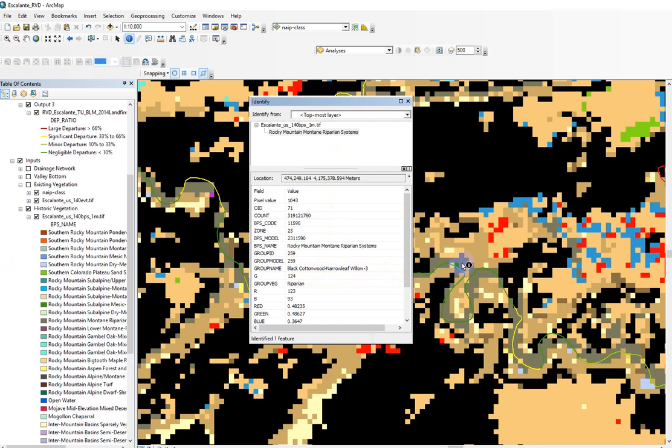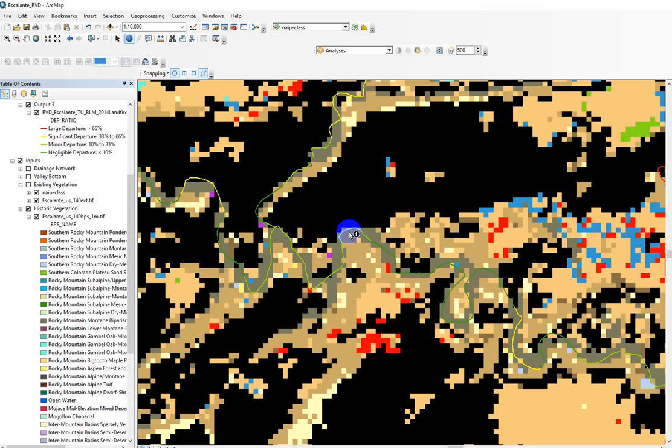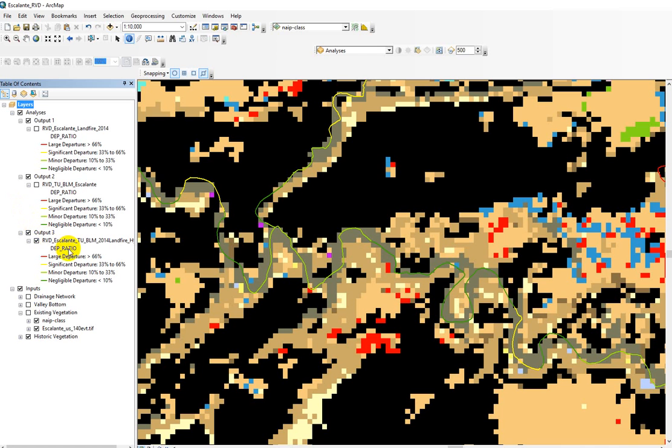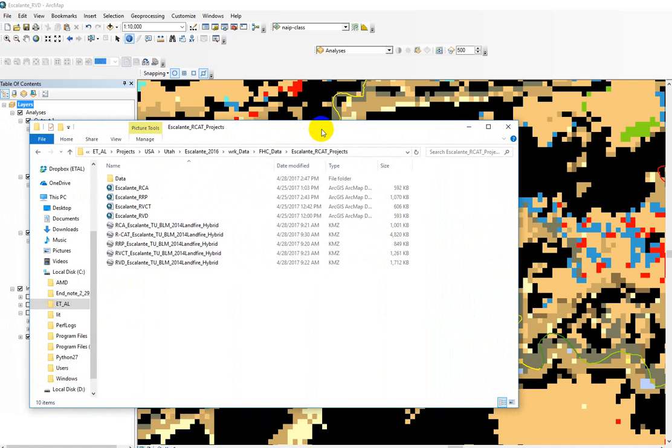Once again, the outputs are only as good as the inputs, and this is a way you can interrogate why the outputs are the way they are. In the future, if we were unsatisfied with our historic vegetation layer, that's something that we can invest time and money in refining. But I just thought I would step through an example of how you can interrogate the data and find out the reasons behind what the data outputs are.